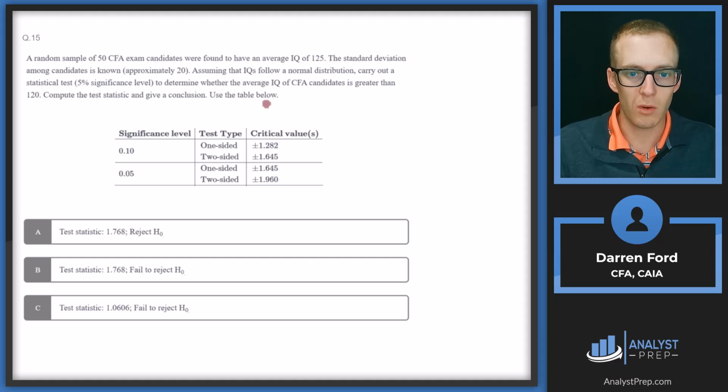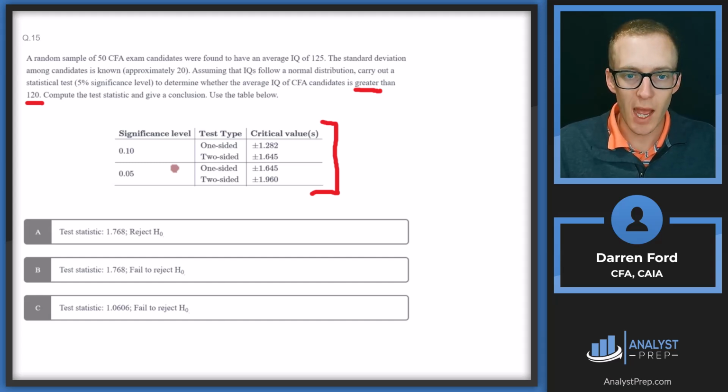Use the table below. And we have significance levels, test type, and their critical value. So the critical value is what we're going to be comparing our test statistic to at this 5% significance level. Since we're looking at a test where we're trying to see if we're greater than 120, we're one-sided. We're only looking at one side of this distribution. We just want to know if we're greater than this number or not.